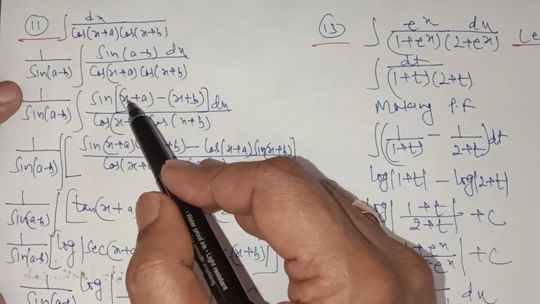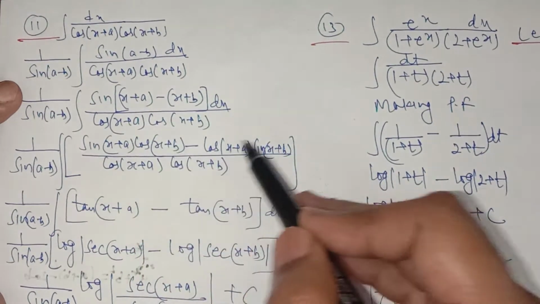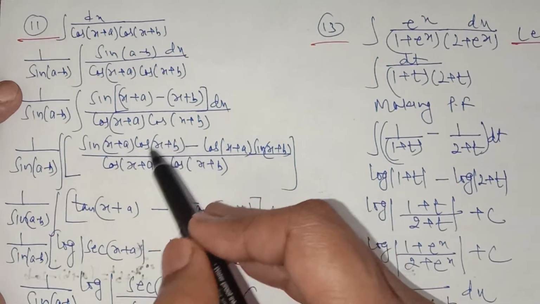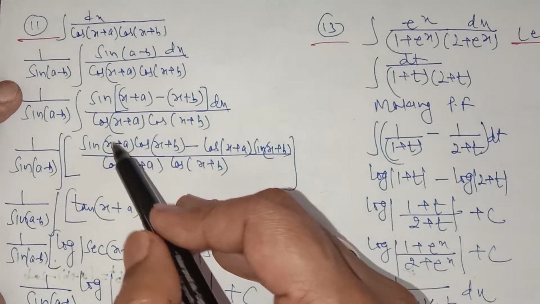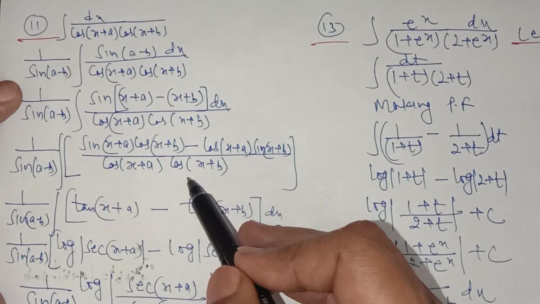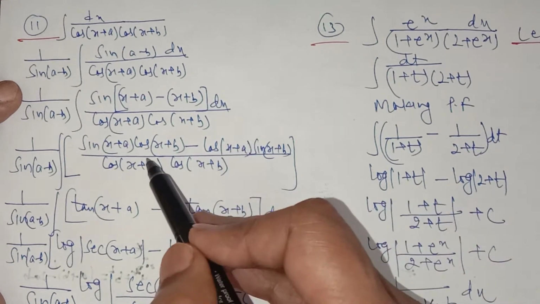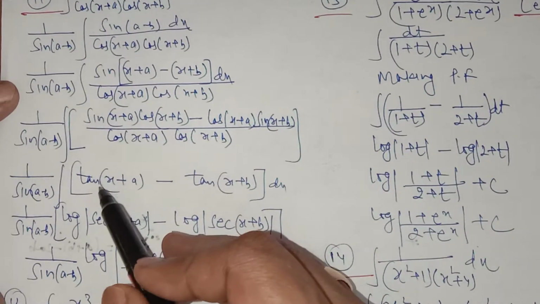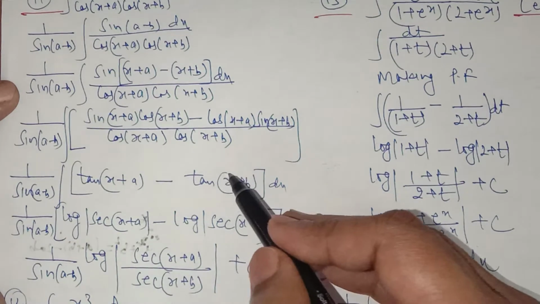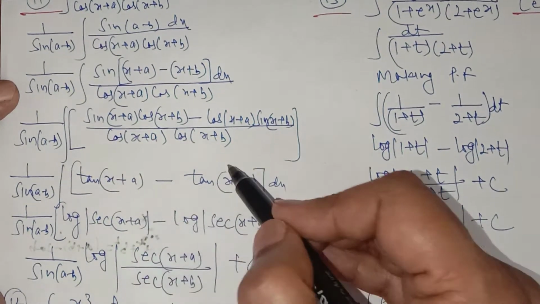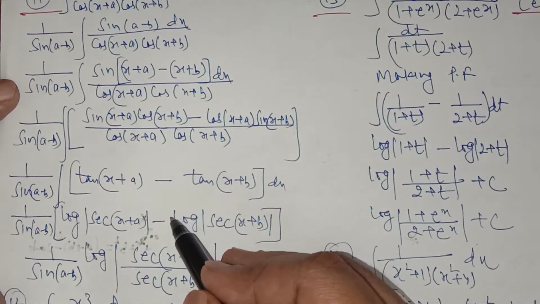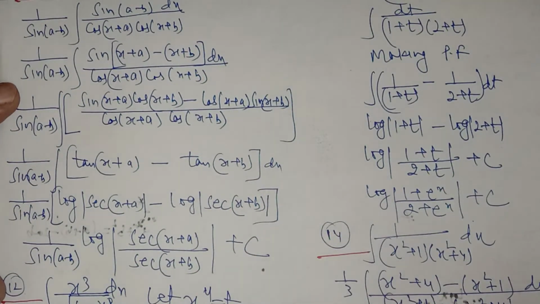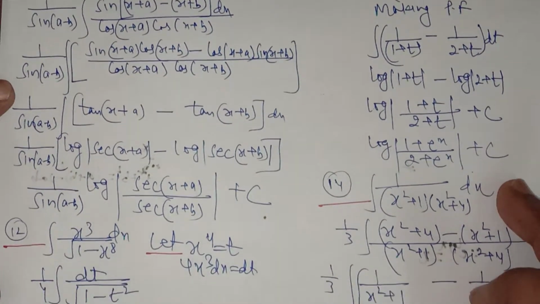So sin(a−b) will be sin a cos b minus cos a sin b. Breaking into two, this upon this, then cos(x+b) will cancel out cos(x+b), and it will be tan(x+a). This upon this, in this cos(x+a) will be cancelled out, and this will be tan(x+b). And you know the integral of tan is log sec x. So in place of x we have x+a and x+b, in the mod sign. With the minus, the logs will be divided, so it will be log |sec(x+a) upon sec(x+b)|.